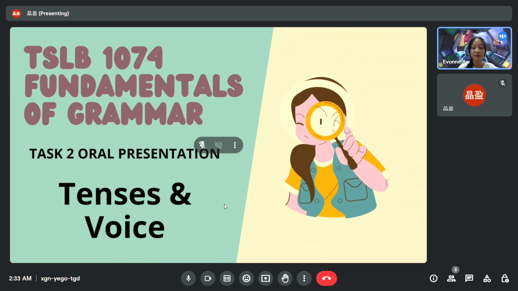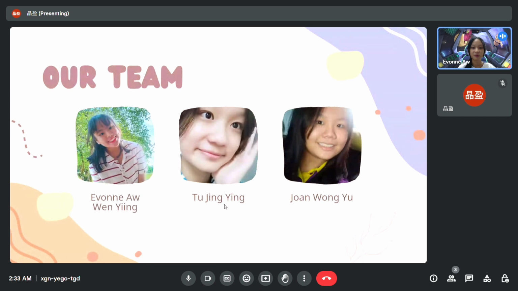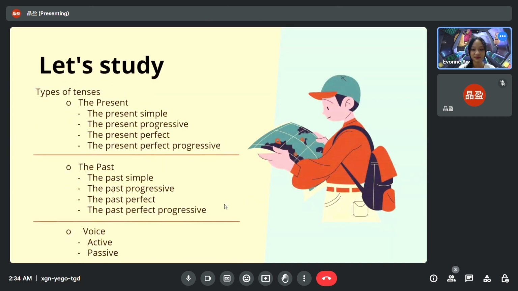TSLB1074 Fundamentals of Grammar, Task 2, Oral Presentation. We will be focused on tenses and voice. Before we start, let me introduce our team members: Yvonne Awen In, Tu Jing In, and Joanne Won Yu. Today, we will be studying types of tenses, and we are going to focus on present tense, past tense, and voices.